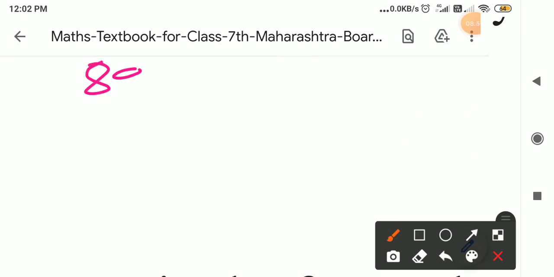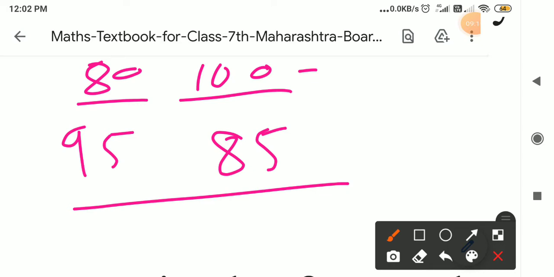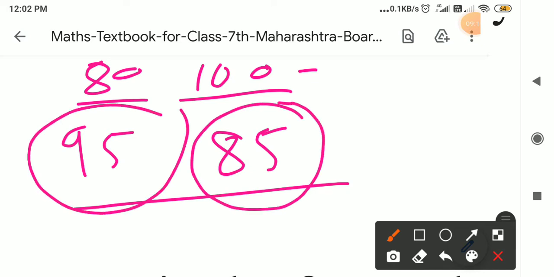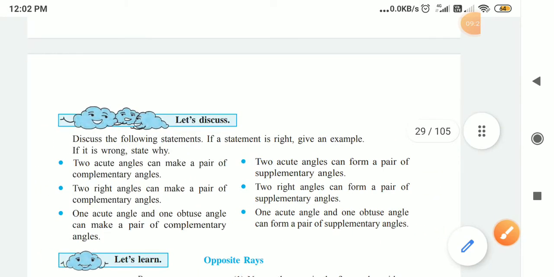And in supplementary angles, yes, it can form. You can take different measures without drawing the figure. 80 and 100: 80 is acute, 100 is obtuse. It forms supplementary angles. If one angle is 95 and another angle's measure is 85, it also forms a pair of supplementary angles. This is the acute angle, this is the obtuse angle, and they form a pair of supplementary angles. So we discussed the statements given here.